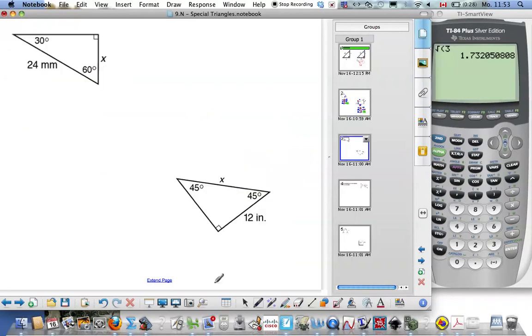Little bit harder now, right? So let's first label our sides. What do we have? Our one side is going to be our x, and we know our hypotenuse. Oh, we know the hypotenuse here. I see why it's going to be harder.